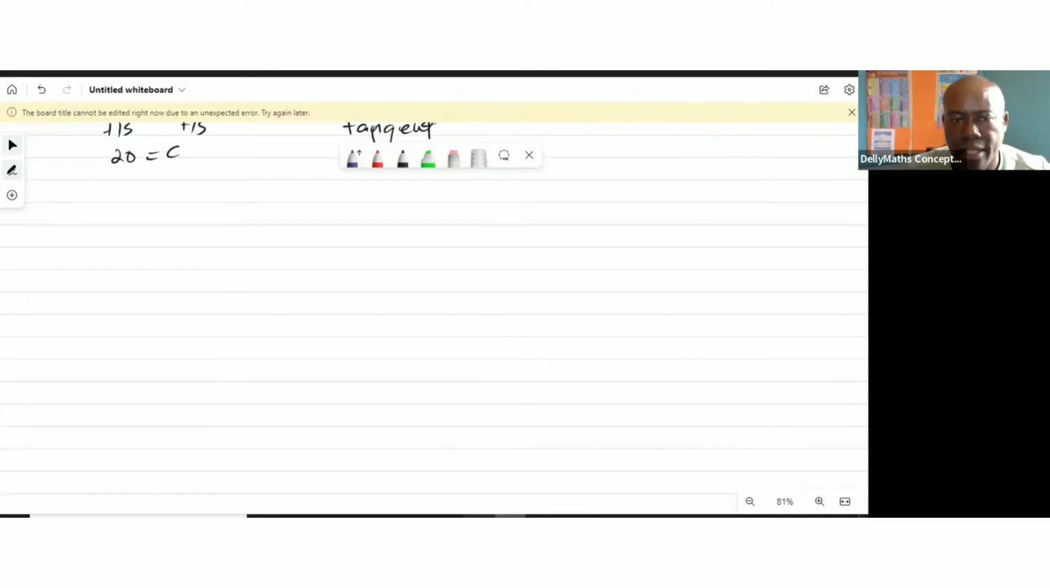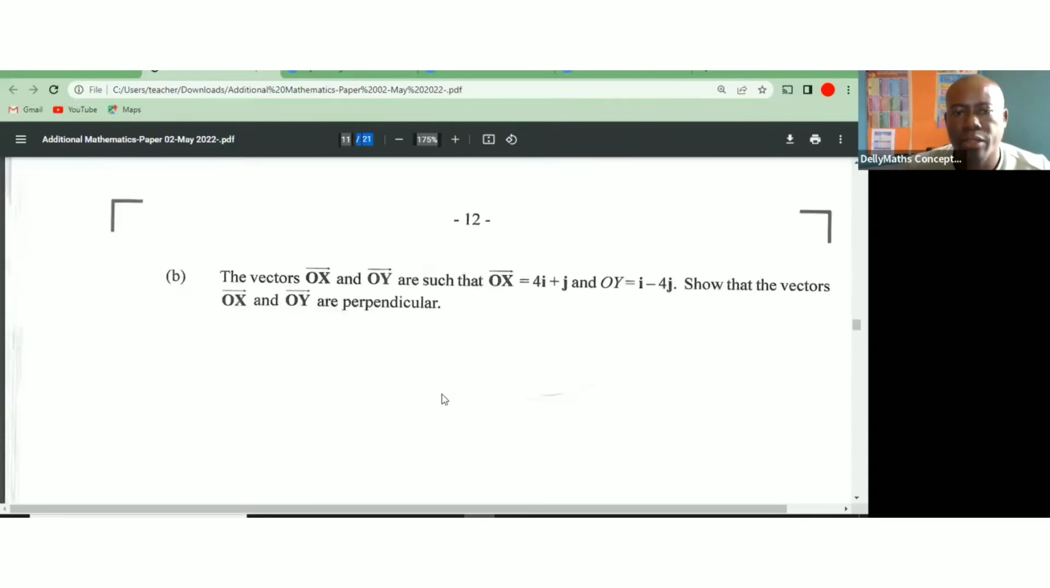All right, let's see the next question. The next question is a vector question, and it reads: the vectors OX and OY are such that OX is 4i + j and OY is i - 4j. Show that the vectors OX and OY are perpendicular.